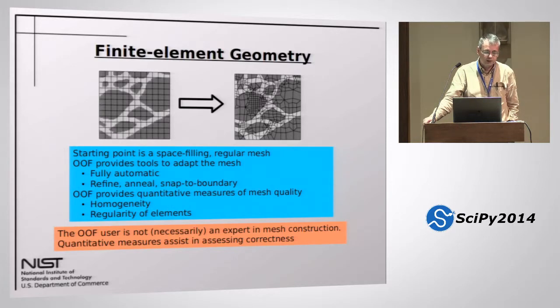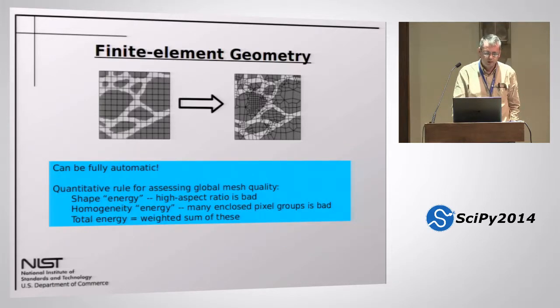And also, to assist with assessment of the quality of the mesh, we have quantitative measures that you can ask about. You can ask about the homogeneity of the mesh, where an element is homogeneous if it only overlies one category on the image, and the regularity of the elements. Elements are regular if their aspect ratio is approximately 1. For finite element evaluations, that helps with convergence of the global finite element problem. And again, the UF user is a material scientist. He's not an expert in mesh construction. He probably knows a pretty good mesh when he sees one, but even if he doesn't, the quantitative measures we provide can help them figure out whether they've gotten where they need to be.